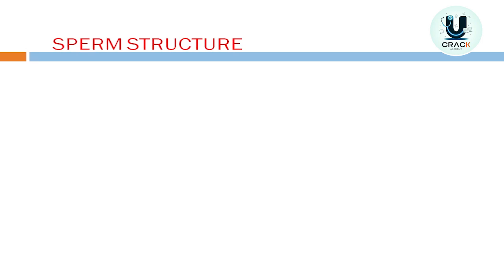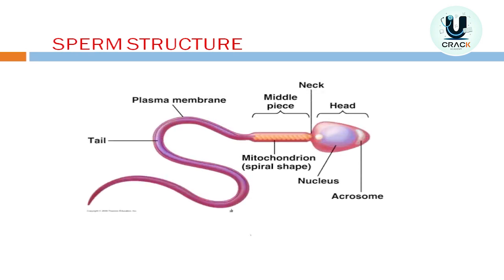Sperm structure. Look at the structure. As I said, here it is: head, neck, middle piece, plasma membrane, tail, mitochondria in a spiral shape, nucleus, acrosome. This is what we have discussed.